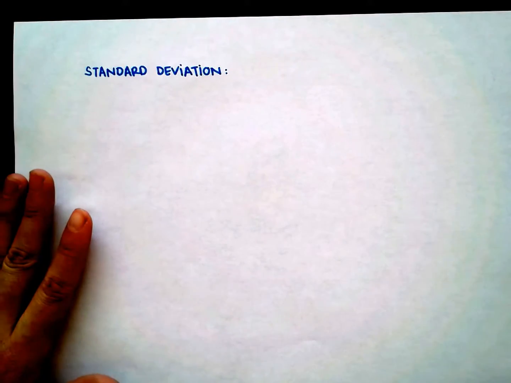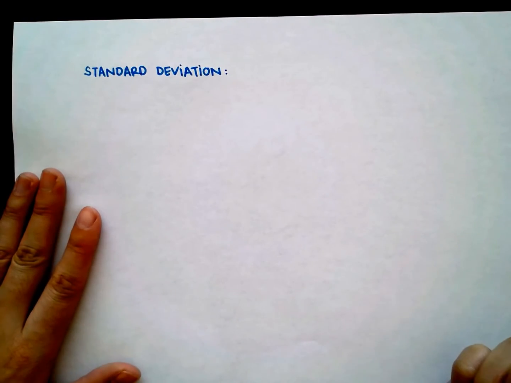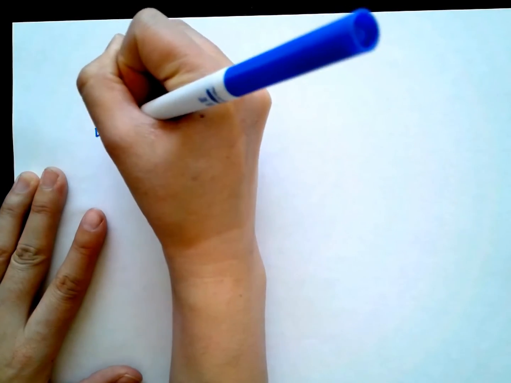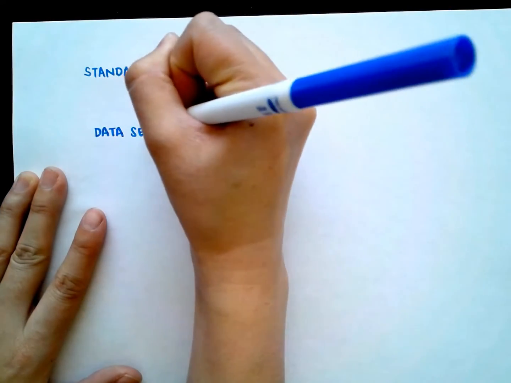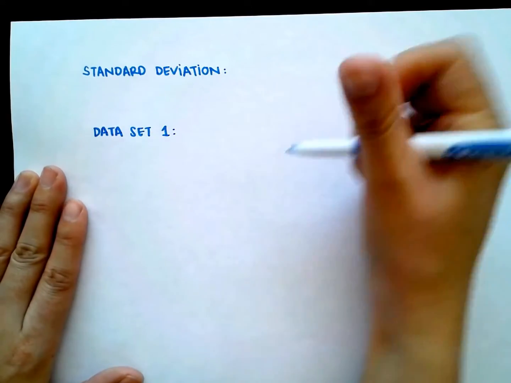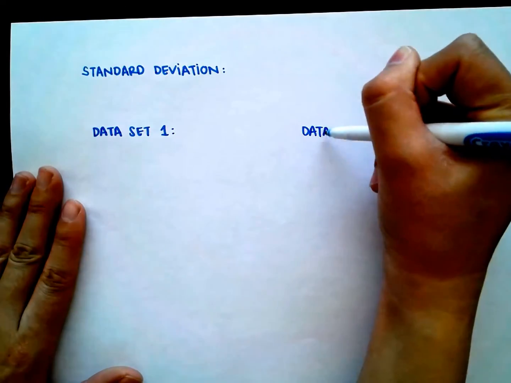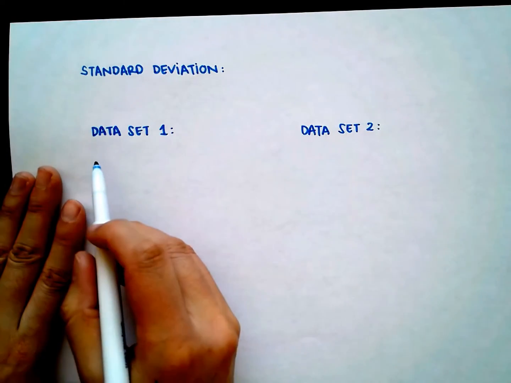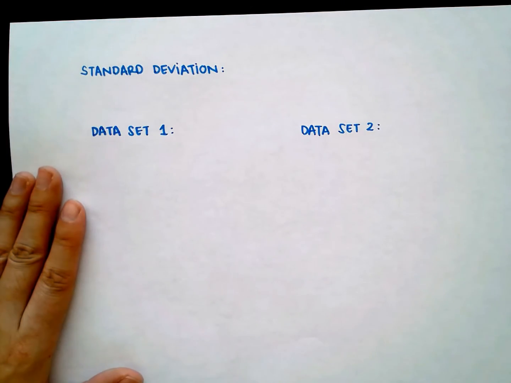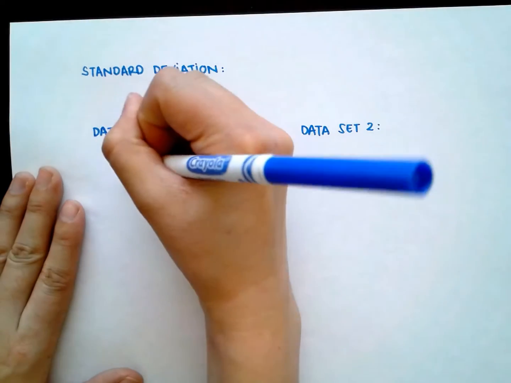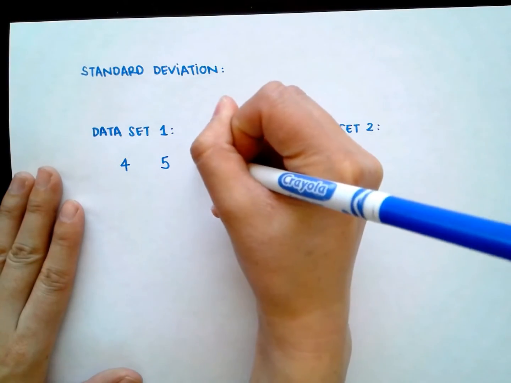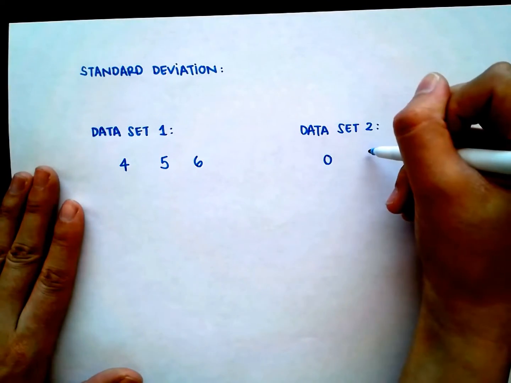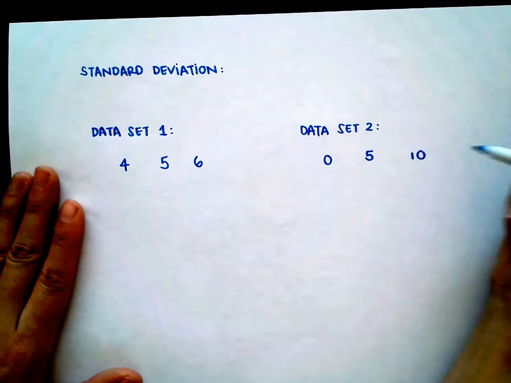So usually we're taking a look at averages, and let's go ahead and say we have two data sets. Data set 1 and data set 2. And let's say that my numbers in data set 1 are 4, 5, and 6. And my numbers in data set 2 are 0, 5, and 10.